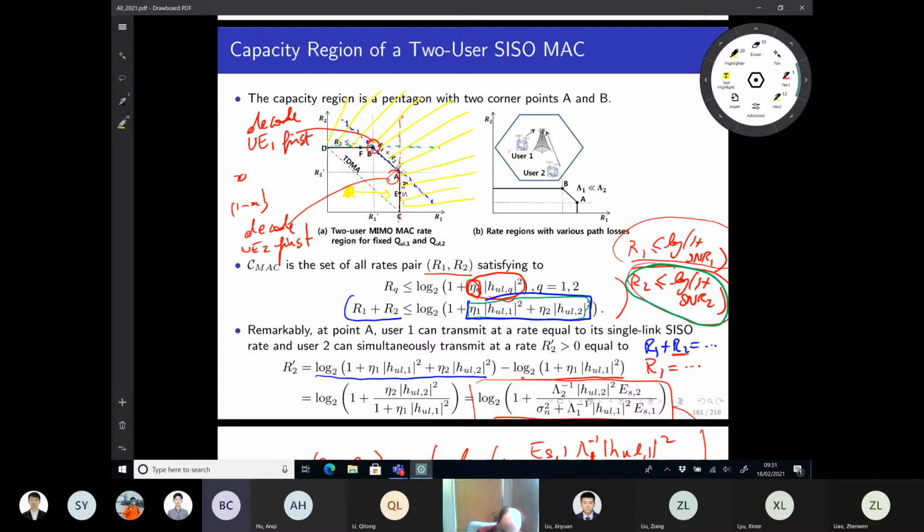And any points in between those 2 points will be achieved by doing some form of TDMA between those 2 strategies, between point A and point B. So that means X% of the time I will perform strategy A, and 1 minus X% of the time I will perform strategy B. And by adjusting the value of X, essentially you can move to any point in between those 2. Right, Jinion, you have a question.